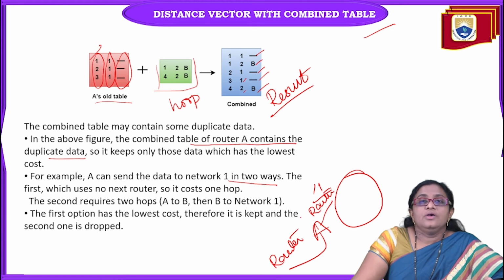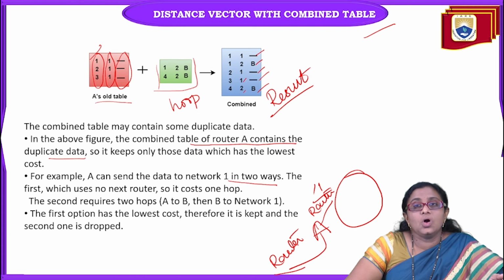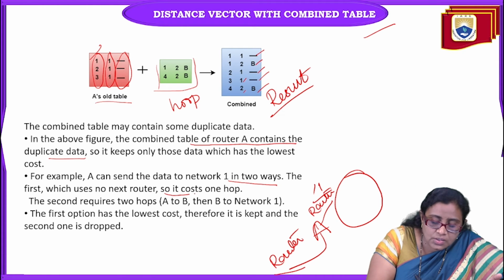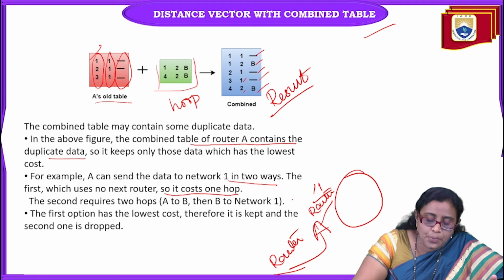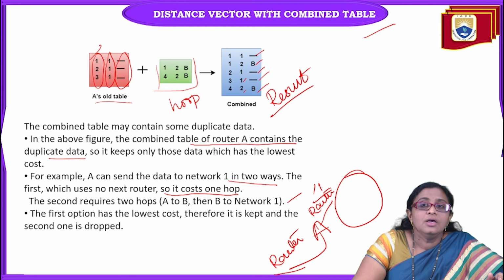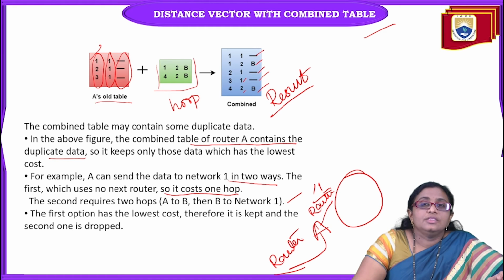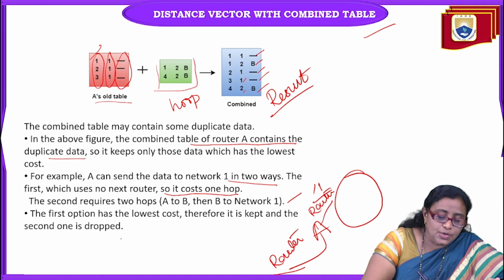So the second path, which does not use the router, doesn't cost one hop. And the second point is that the second path requires two types of hops. The first one is the hop A to B, then B to network 1. Here, the first option has the lowest cost. Therefore, it is kept and the second one is dropped.